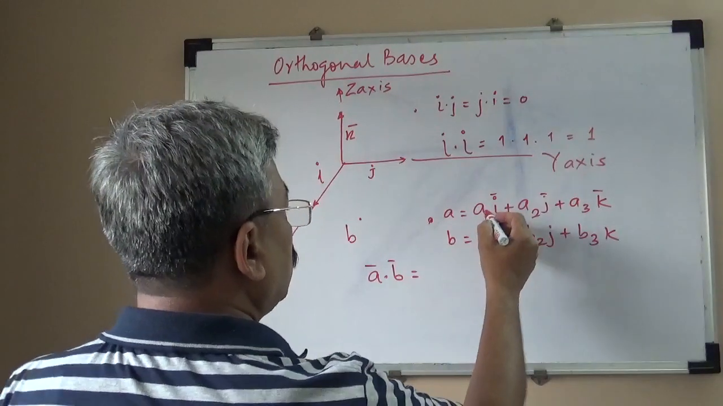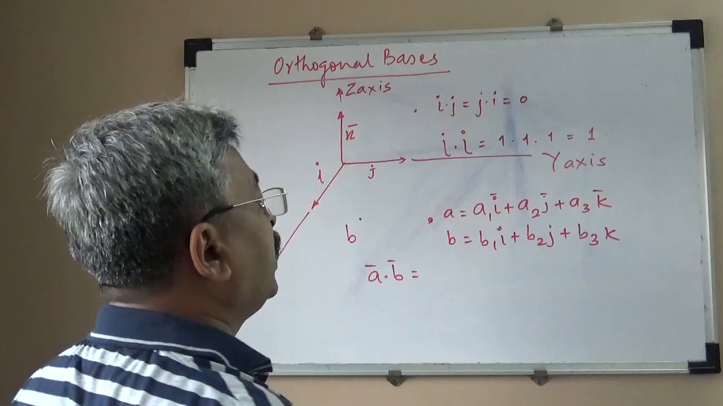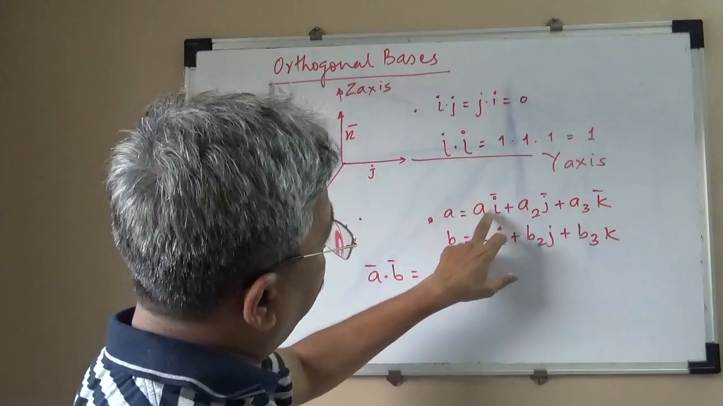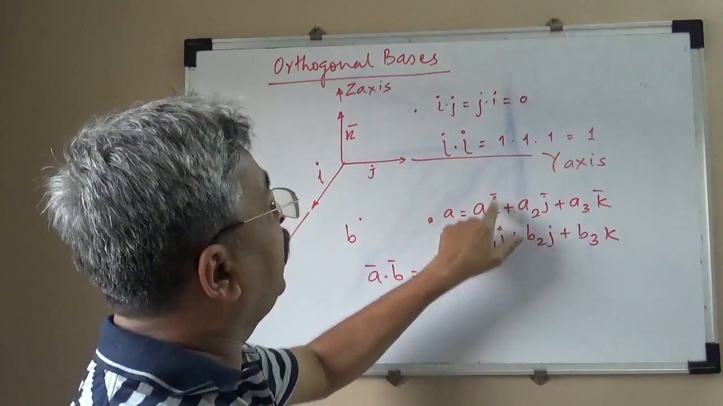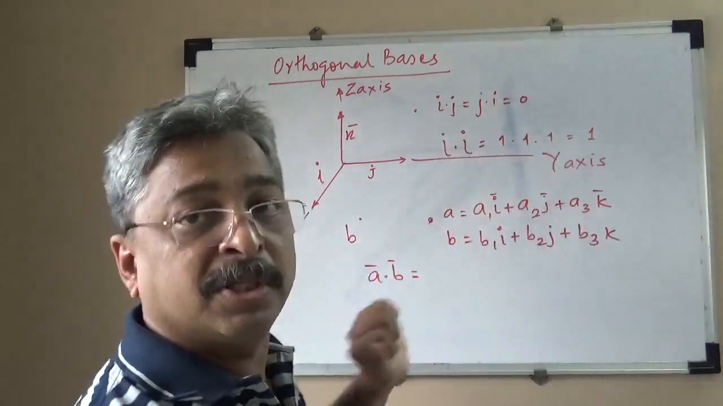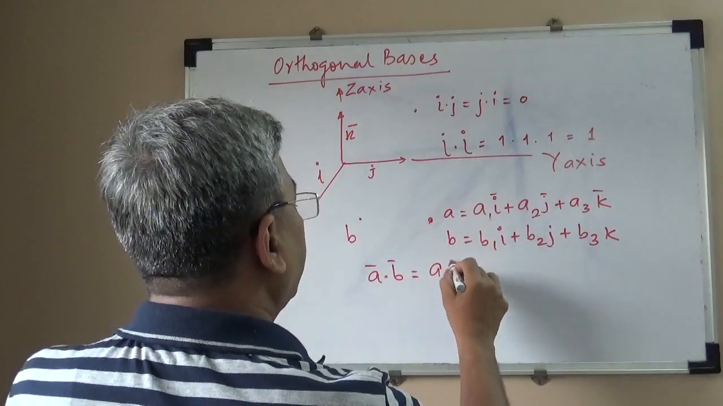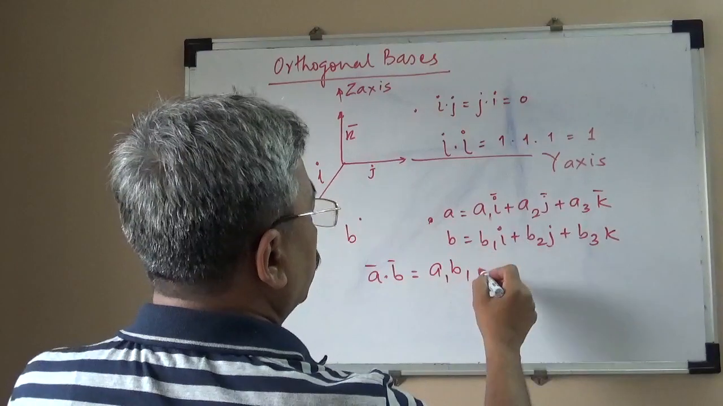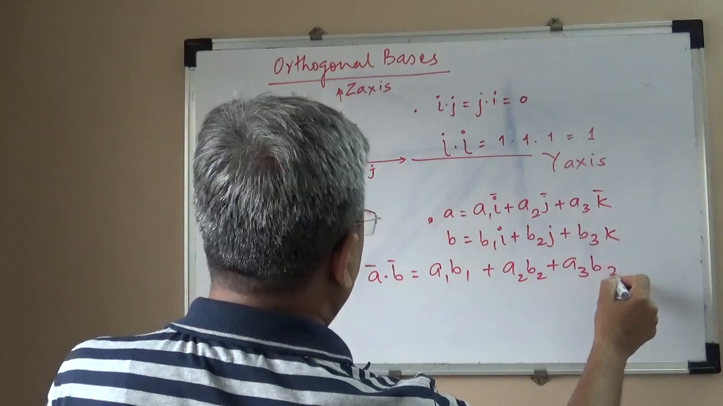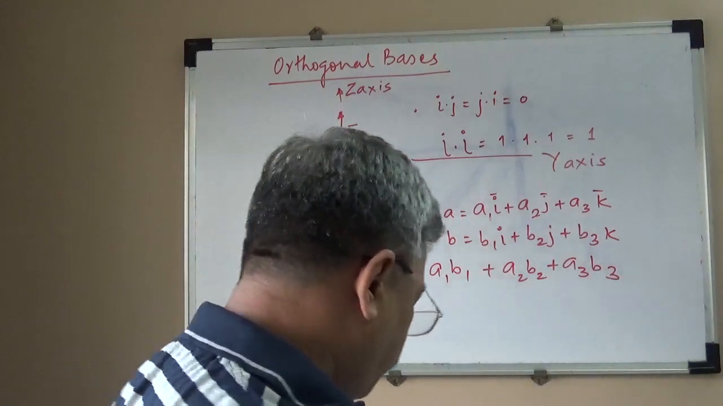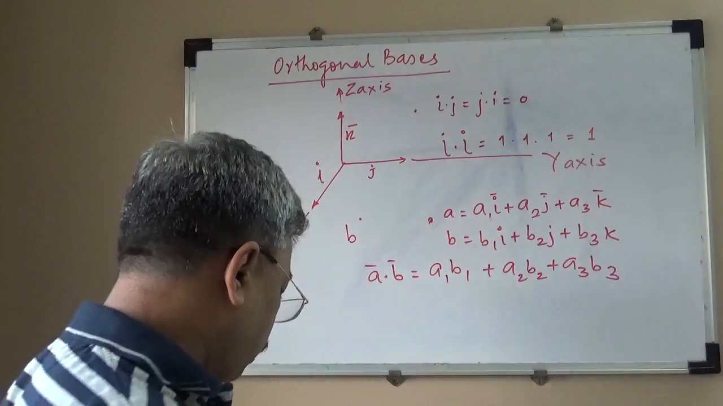So if we take A dot B, and we have proved the properties of dot product, that it is commutative, distributive, etc., we practically have to take the dot product of the right-hand side. If you observe, A1 i dot B2 j is going to be 0, A1 i dot B3 k is going to be 0, and therefore the only terms which survive are A1 B1, i dot i being 1, plus A2 B2 plus A3 B3. So A dot B is going to be A1 B1 plus A2 B2 plus A3 B3.